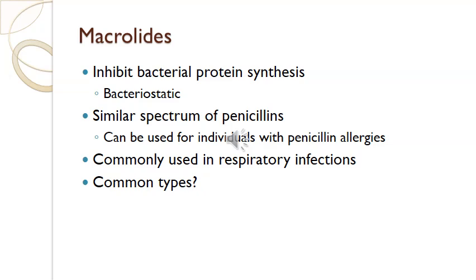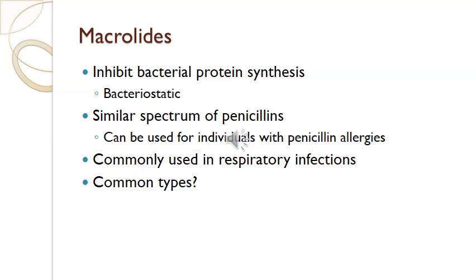Macrolides work by inhibiting bacterial protein synthesis. They are also bacteriostatic. They're similar spectrum to penicillin, so these kind of help. If people have allergies to penicillin, these could be used in replacement of those. Well, they don't kill the bacteria because they're bacteriostatic, but they're effective rather for the treatment of similar types of bacteria that penicillins work for. And one of the common uses are with respiratory infections caused by bacteria.